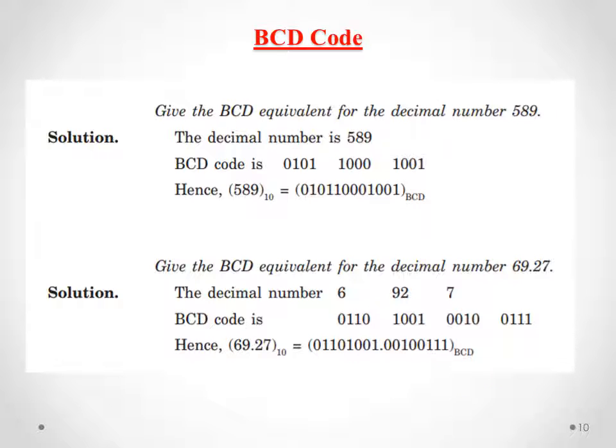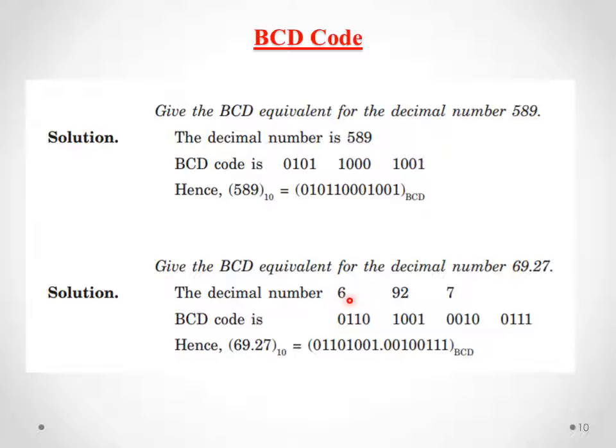This is the example for decimal to BCD conversions. The first example: the decimal number is 589 and we are converting it into BCD code. For 5 the BCD code is 0101, for 8 the BCD code is 1000, and for 9 the BCD code is 1001. Second example, 6927.